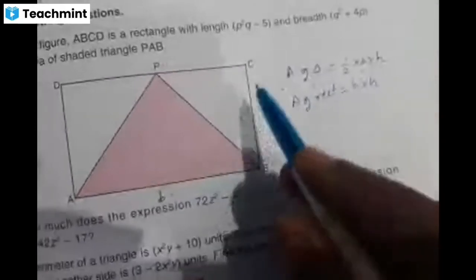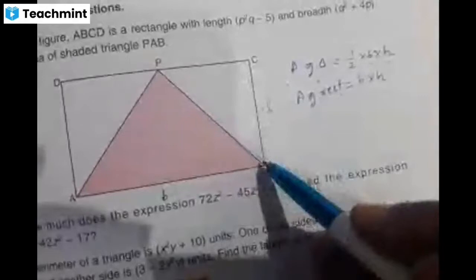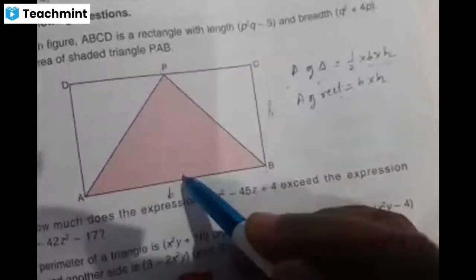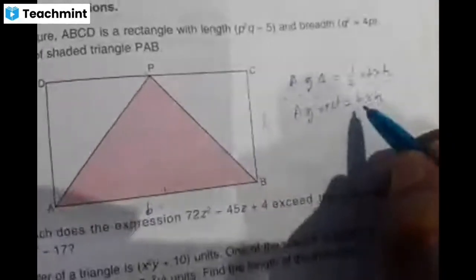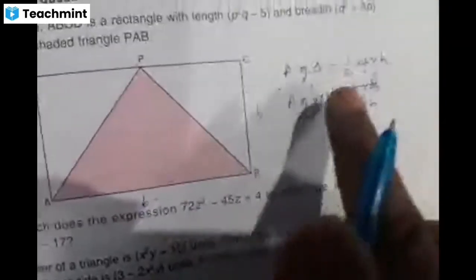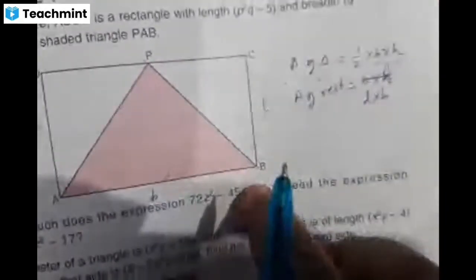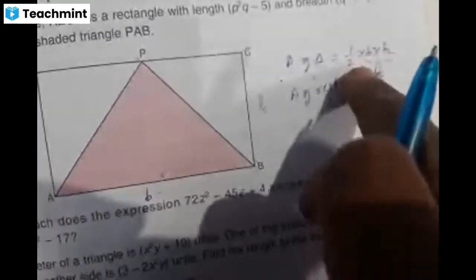So base is given, height is given. Height is nothing but length, children. Here length of the rectangle becomes the height of the rectangle. So instead of writing the length, we will write here height. We know area of the rectangle is length into breadth, isn't it? Here instead of writing length, I am going to write height. So we can find out by this formula the area of the triangle PAB.